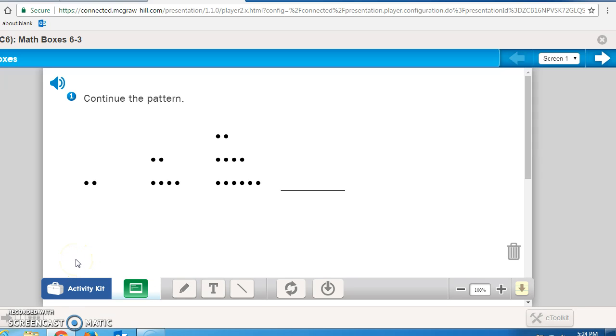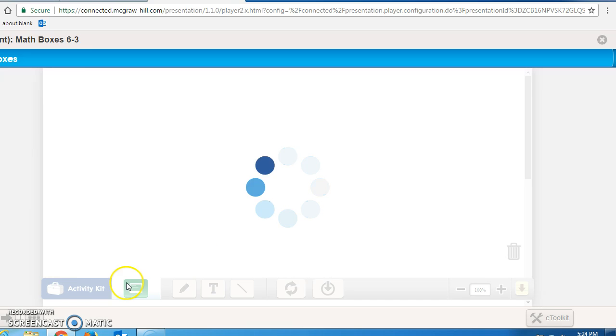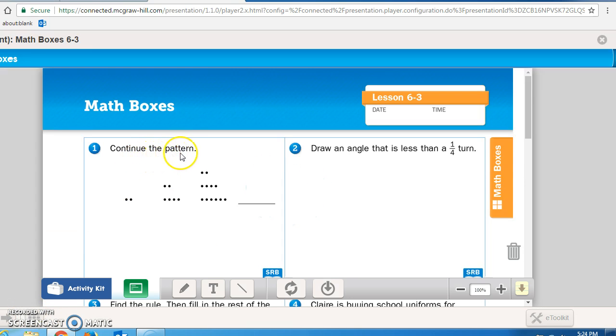For those of you who need me to read it, continue on and I will read the problems to you. Number 1 says, continue the pattern. First I have 2 dots, then I have 2 and underneath it 4 dots, and then I have 2, underneath it 4, and underneath that one 6 dots. So what would the pattern be next?